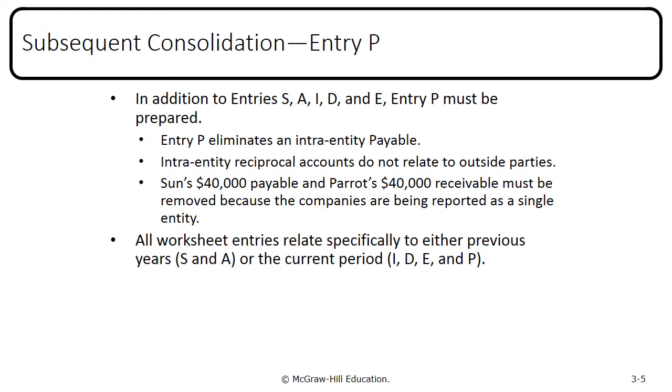So again, in addition to entries S, eliminated the subsidiary's book value, A, recording the acquisition write-up for assets or write-down, I, eliminating the income of the subsidiary, D, eliminating the dividends of the subsidiary, and E, record the current amortization due to the book value and fair value being different in acquisition of the subsidiary. Entry P eliminates an intra-entity payable. And that explains that there.